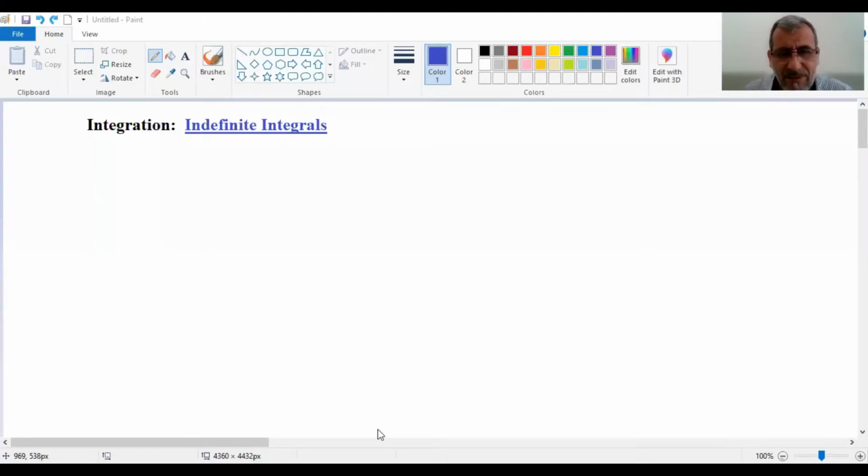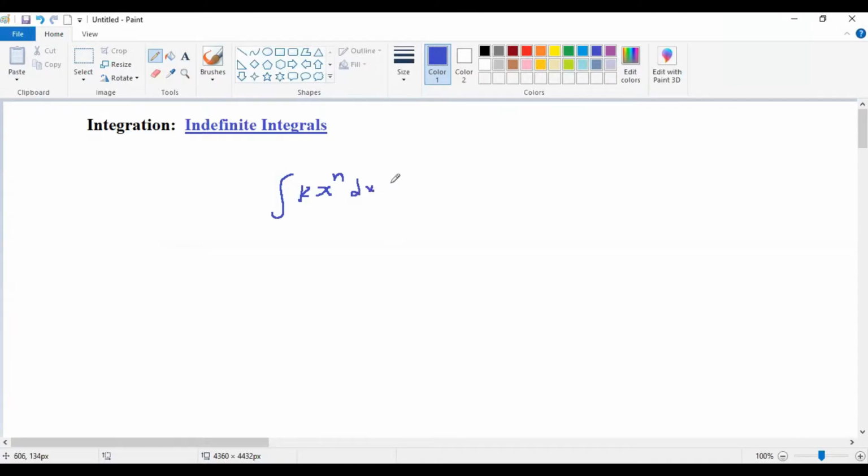In this video, I'm going to talk about indefinite integrals, how to find an indefinite integral. First, this is the integral sign. The integral of k x to the power n dx, where k is a constant. You can write it out as a constant.